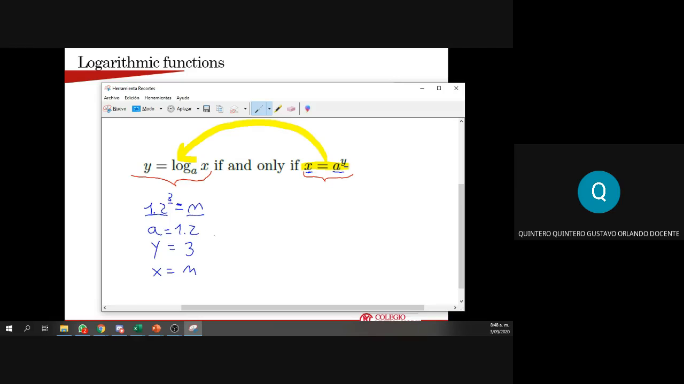Apply these 3 and change this into a logarithm. How? Just following the order. First, we're going to write y, which is the solution. So in our case, 3.